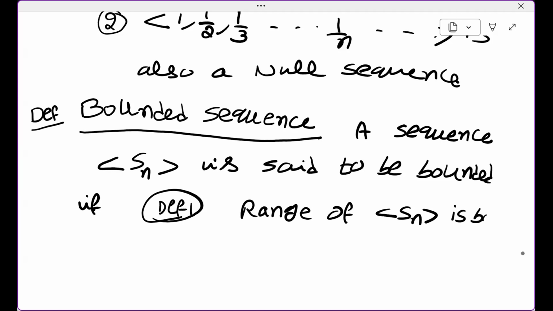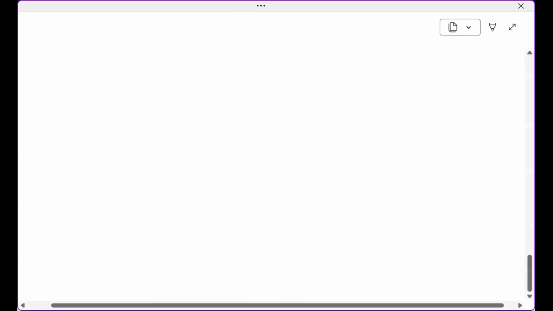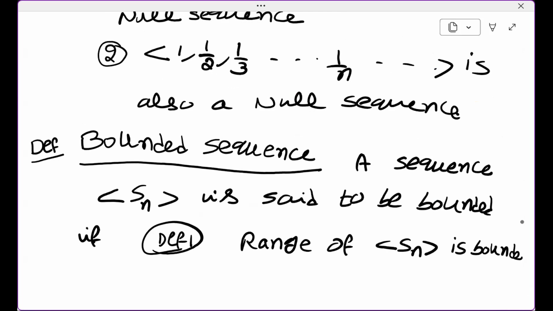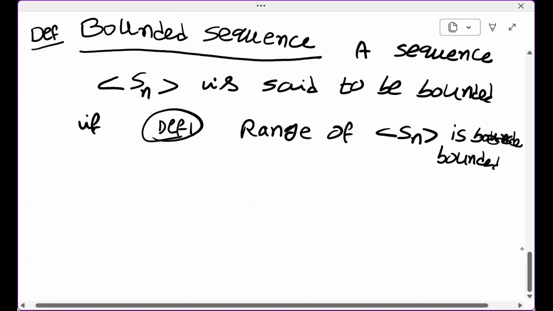It is if and only if. All the definitions are if and only if. That is, if the range is bounded, the sequence is said to be bounded. If the range is unbounded, the sequence is said to be unbounded. Both the sides. So the range of the sequence is bounded. When do we say the range is bounded? Range is a set. When is a set said to be bounded? We have studied earlier, but anyway, I try to recall. This is one definition. What is definition 2?